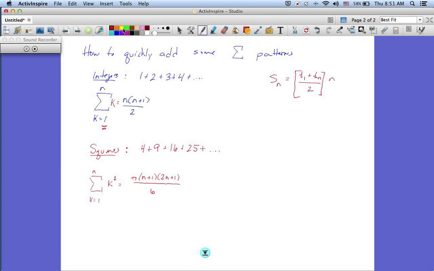And finally, we will look at how to add our cubes. The sum, k going from 1 to n of k cubed, is n times n plus 1 divided by 2, quantity squared. Those are our formulas. Those are the big guys we're talking about today. Let me highlight them for you with a bigger highlighter.